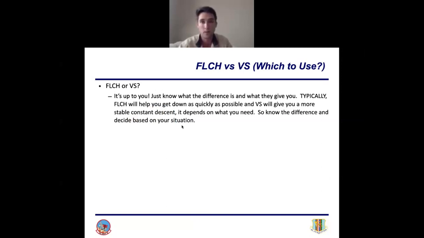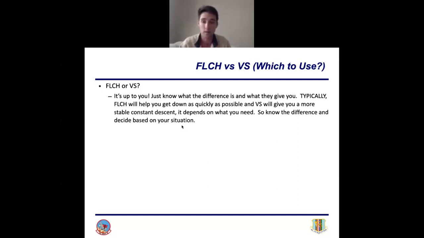So now that we've talked about all the different techniques for descending, do you use flitch or do you use vertical speed? What are the pros and cons of one versus the other? It's totally up to you. The -1 doesn't tell you to use one or the other.